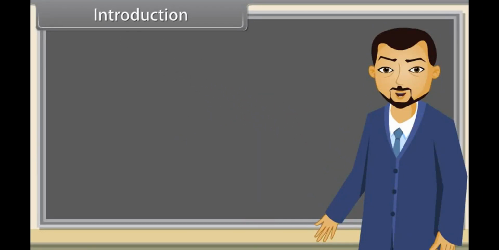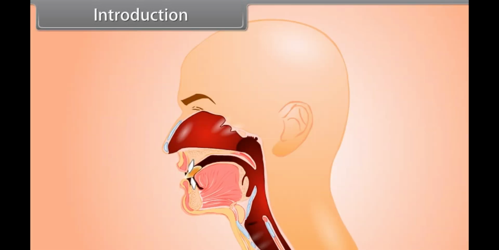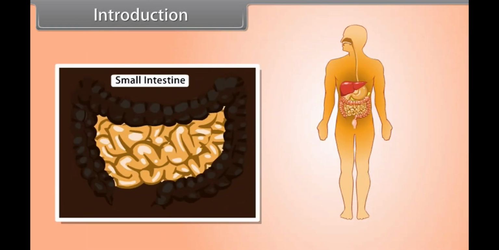Hey kids, we all know that we need energy to live and food is the primary source of energy. But you know that the process of digestion of food starts from the mouth and the action of absorption of energy majorly starts in the small intestine.